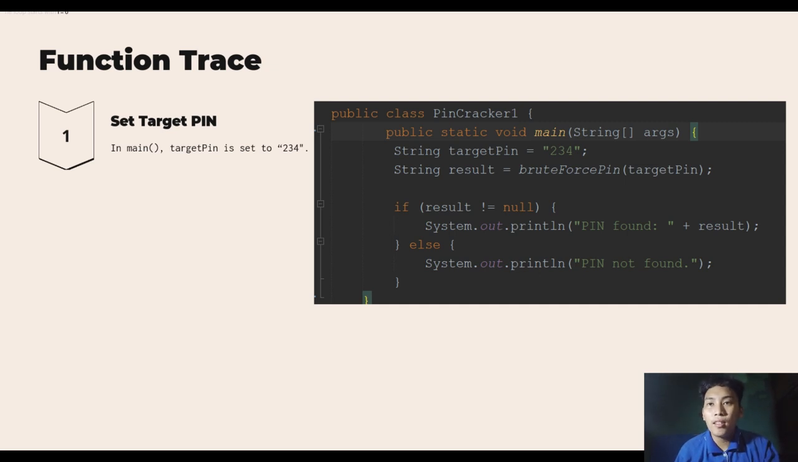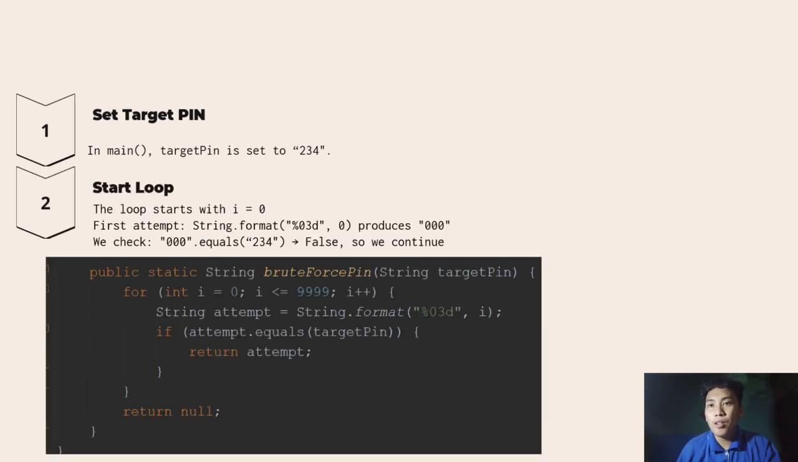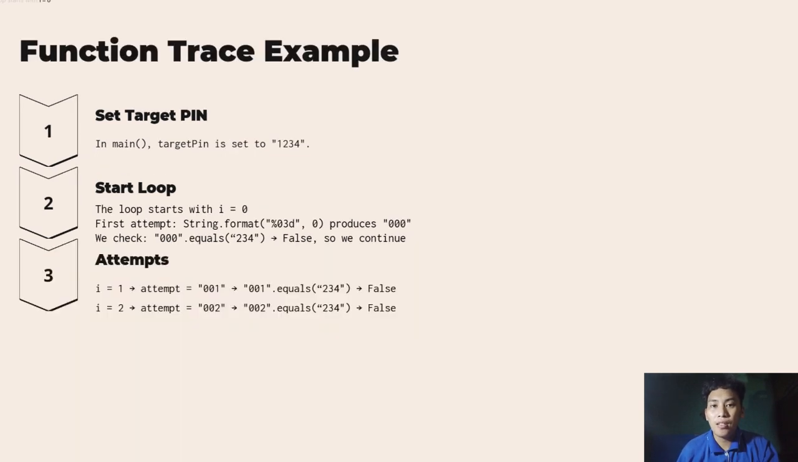Step 1. The method starts with the parameter target pin equal to 234. Step 2. Initialize the loop with i equal to 0. Step 3. First iteration, i equals 0. Attempt is equal to String.format, which gives 000. Check whether 000 equals 234, which is false. No return, continue loop.